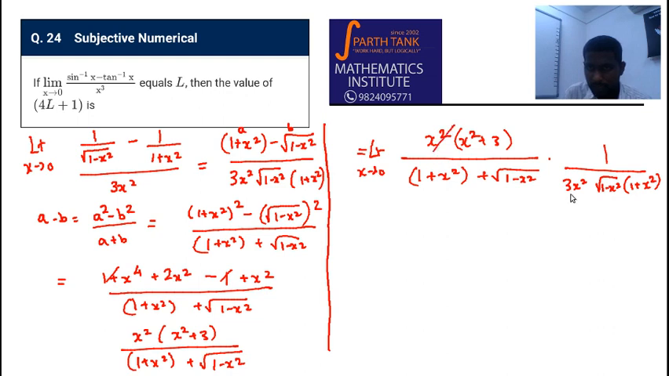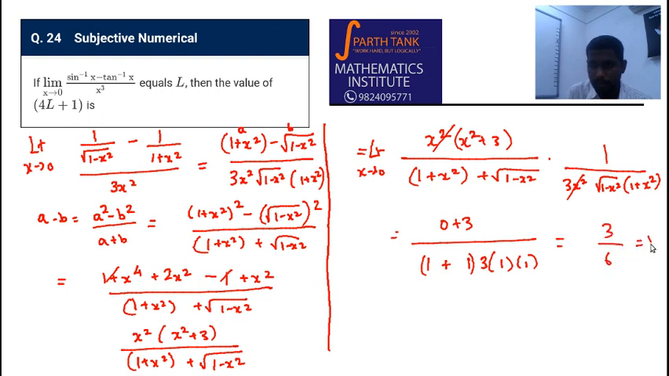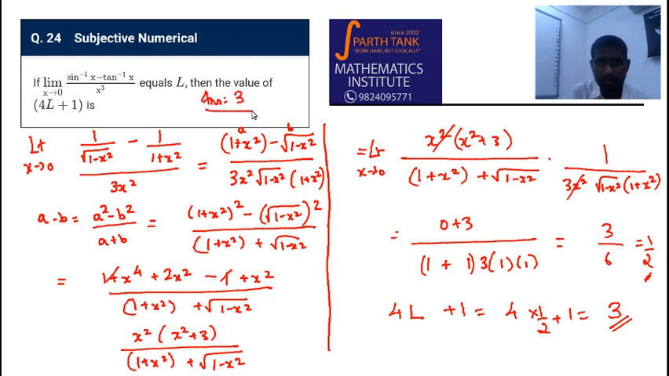Now if you cancel x squared and x squared from both terms and apply x tends to 0, you get in the numerator 0 plus 3 into 1 by 1 plus 1 into 3, and you have 1 into 1. So this is 3 by 6 or 1 by 2, right? So this limit is 1 by 2, and 4 times this limit plus 1 is 4 into 1 by 2 plus 1, which is 3. So the answer to the problem is 3.